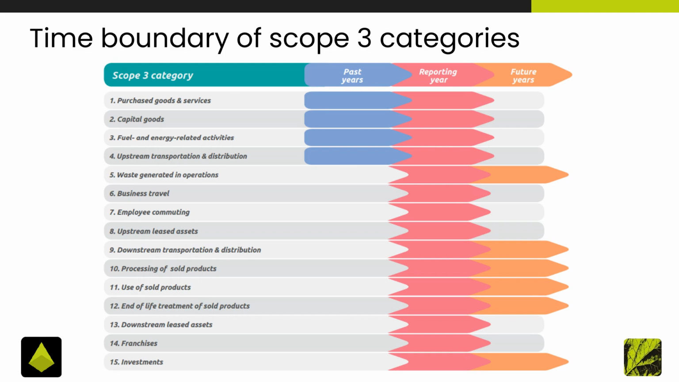Here's a breakdown of the time boundary for Scope 3 categories. As you can see, Scope 3 emissions can span past years, the reporting year, and extend into future years. Each category, from purchased goods and services to investments, has a specific time frame, highlighting areas for immediate action and long-term planning. Understanding these boundaries helps prioritize efforts and optimize your sustainability strategy.